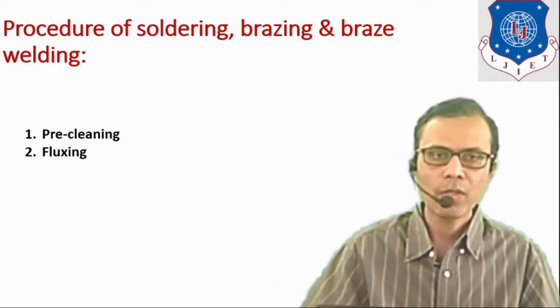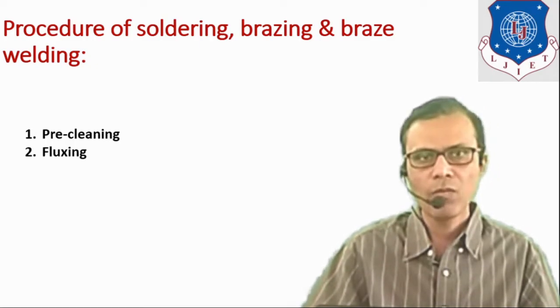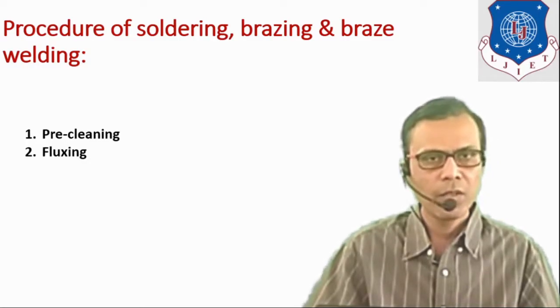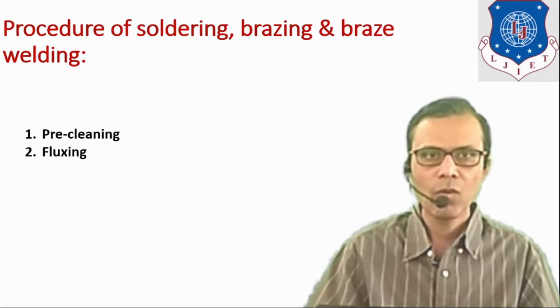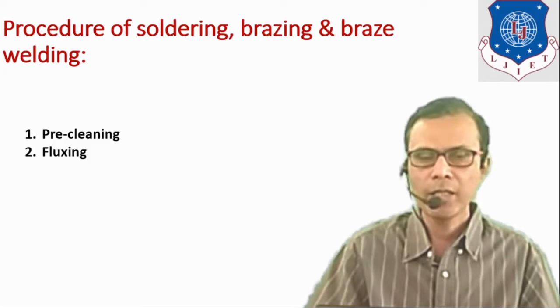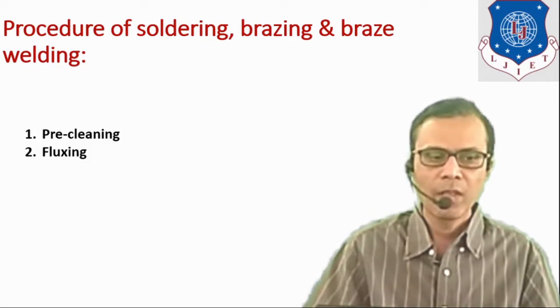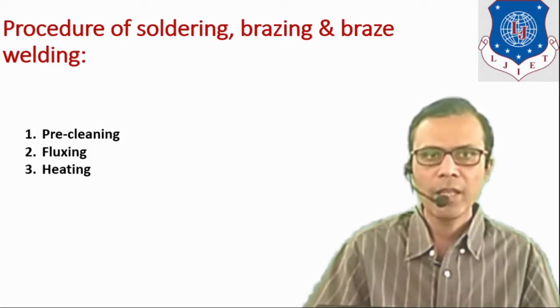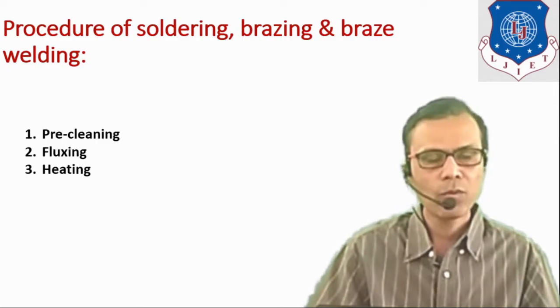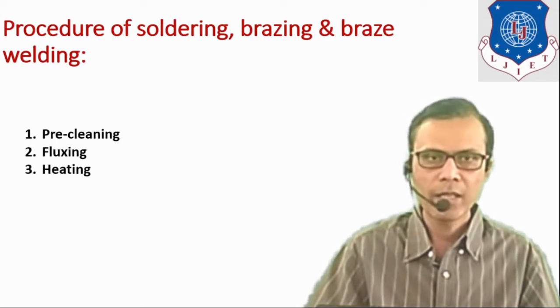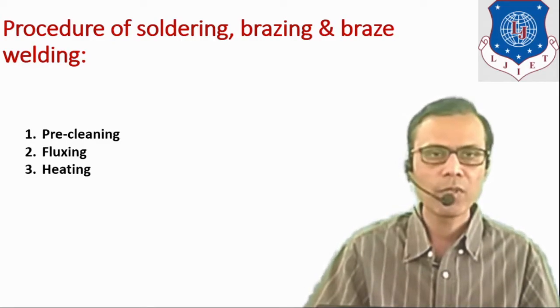The next step in the process is fluxing. So now we have to apply the flux, and the main function of flux is to prevent contamination of the welding zone and to prevent the formation of metal oxide at the welding zone. That is the main function of the flux. So flux is applied. Then the next step in the process is heating. In the case of soldering, a soldering iron is used, and in the case of brazing and braze welding we are using the welding torch for the heating purpose.